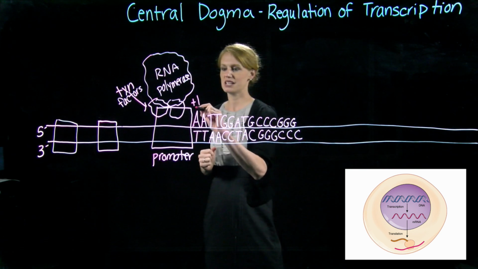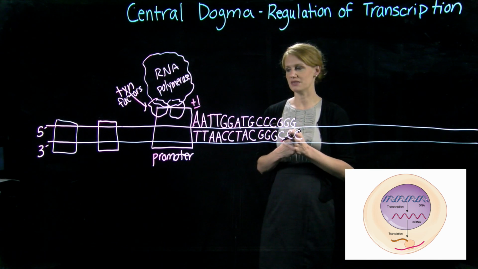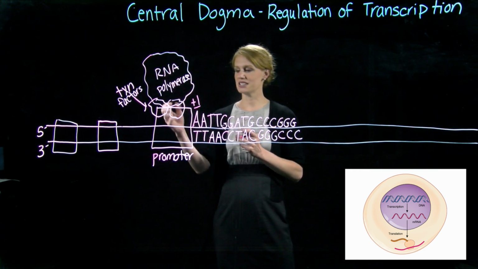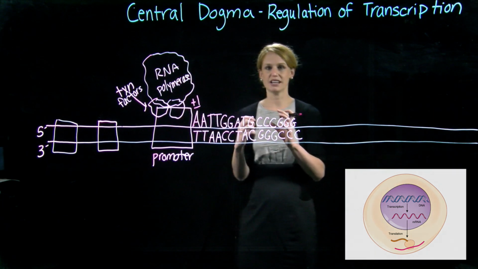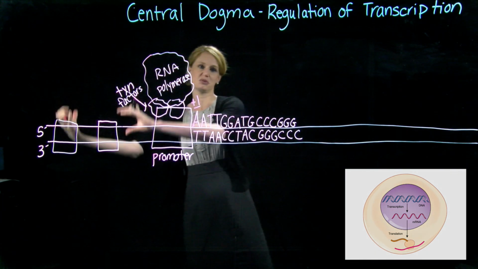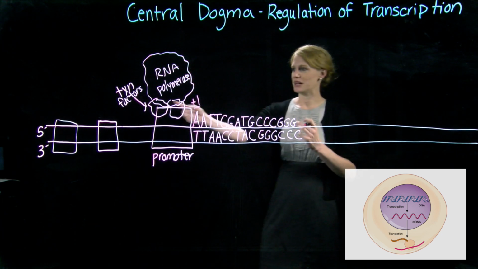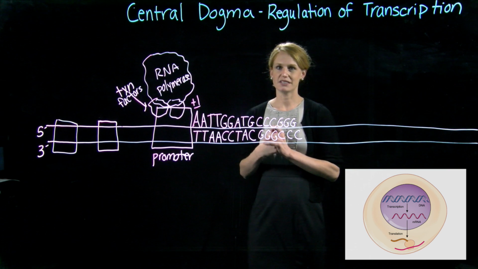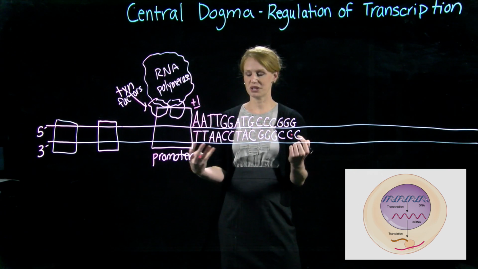This +1 here is going to indicate the first nucleotide that's going to be transcribed. So notice that RNA polymerase doesn't actually bind to the gene at the +1 nucleotide. It binds what we call upstream of that at the promoter. And it's brought there by these proteins called transcription factors. Now in eukaryotic cells, this is actually not enough to transcribe a gene.